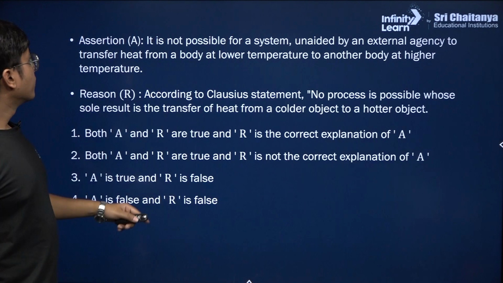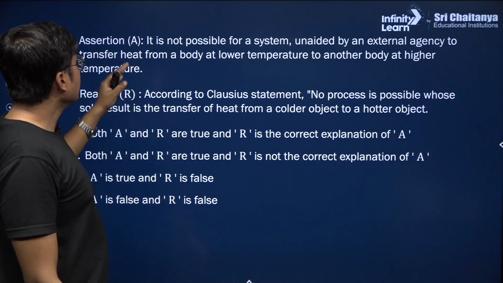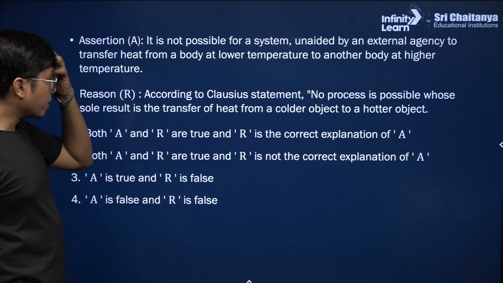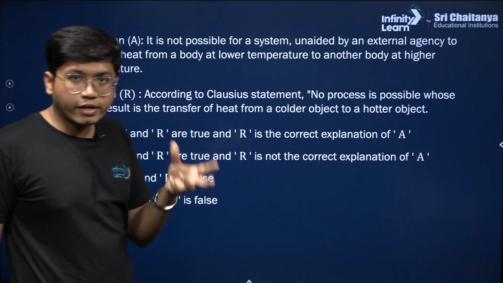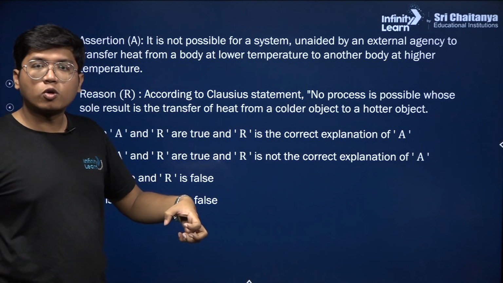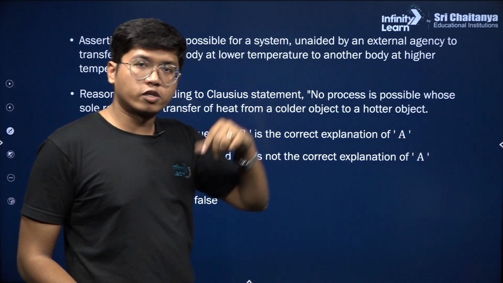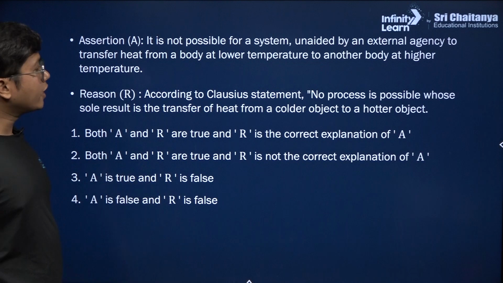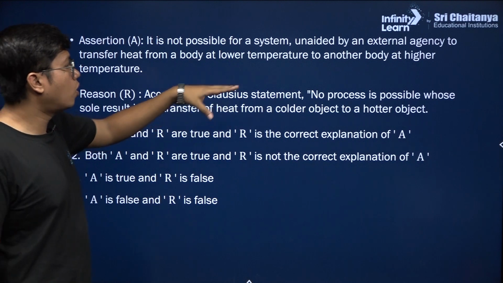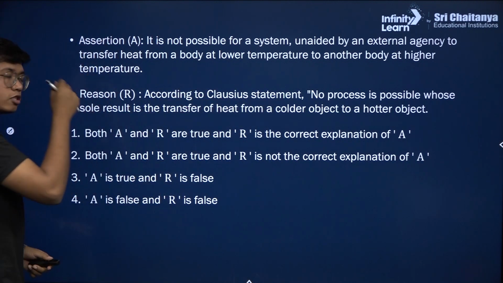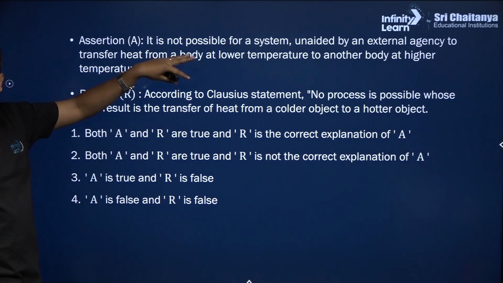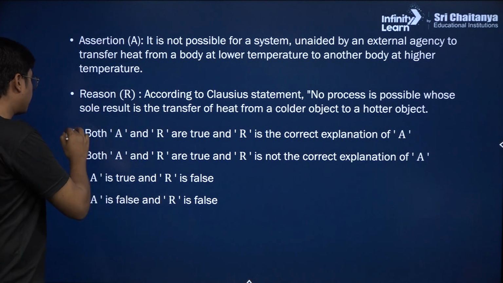Okay. Next up, we have assertion and reasoning. Assertion: it is not possible for a system unaided by an external agency to transfer heat from a body at lower temperature to another body at higher temperature. This is correct. Like a perfect refrigerator cannot exist. When you take energy from a colder body, you have to do work to transfer it to the hotter body. Second, it says that according to Clausius' statement, no process is possible whose sole result is the transfer of heat from colder to hotter object, and this is also correct. The reason is also correct, and the reason is in fact the reason for this. So our correct statement is R is the correct explanation of A.